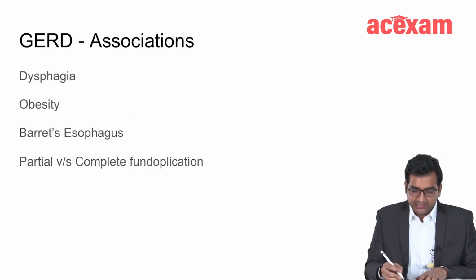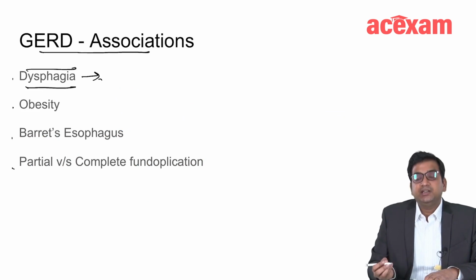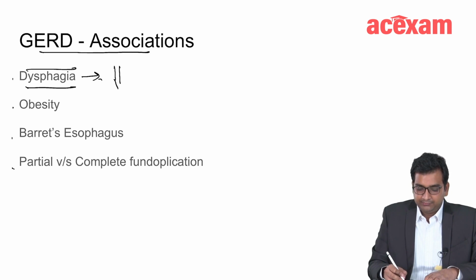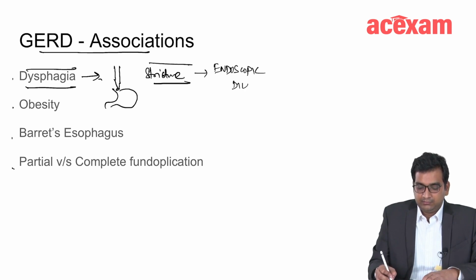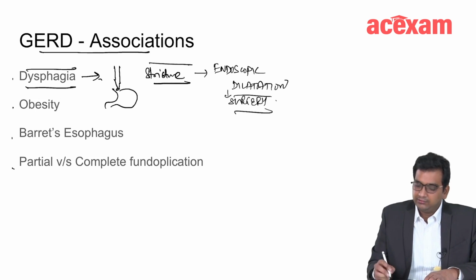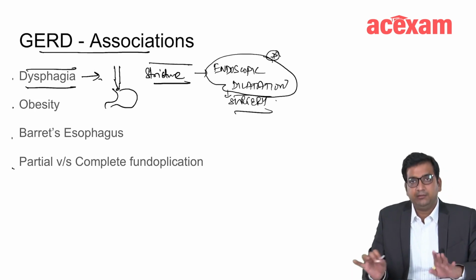Now GERD, I have already told you, is associated with these problems also. Dysphagia. Dysphagia in GERD is generally associated with stricture. Due to chronic inflammation, there is development of stricture. For this stricture, we will go first for endoscopic dilatation, and if it is not responding, then we'll have to go for surgery. Generally, we prefer endoscopic dilatation. The majority of cases are treated well with endoscopy, which is the treatment of choice.